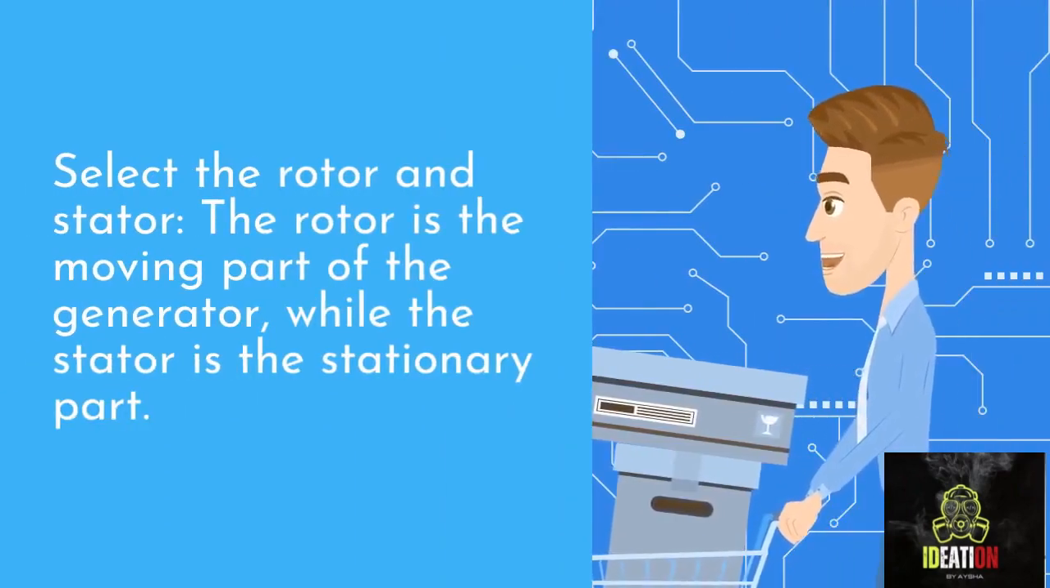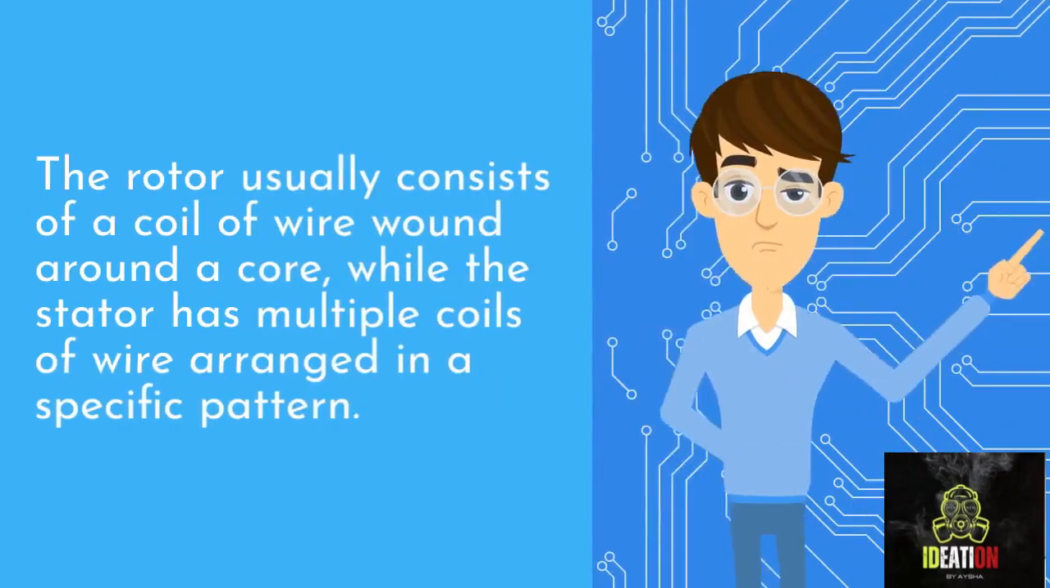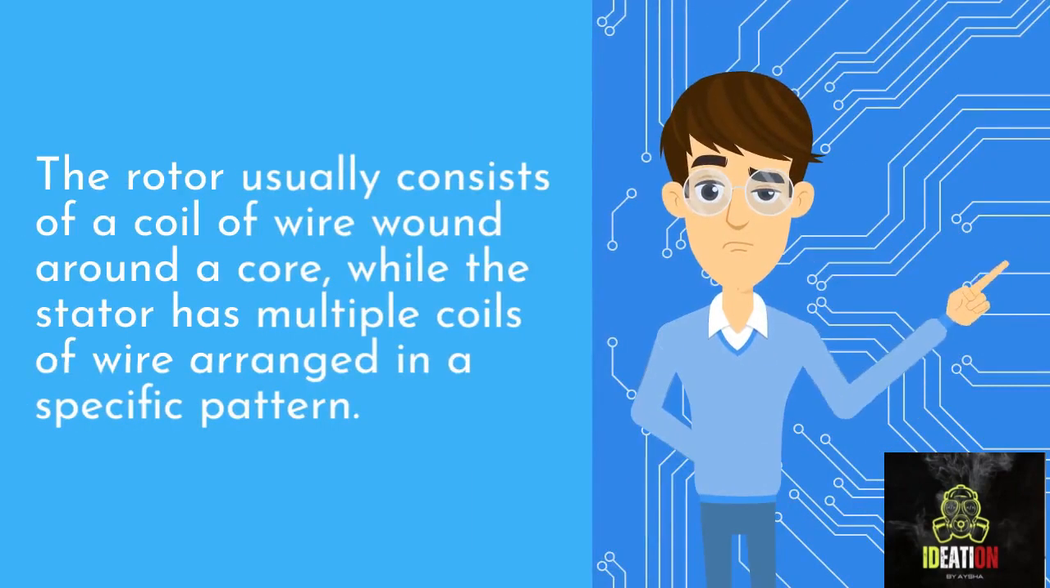Select the rotor and stator. The rotor is the moving part of the generator, while the stator is the stationary part. The rotor usually consists of a coil of wire wound around the core, while the stator has multiple coils of wire arranged in a specific pattern.